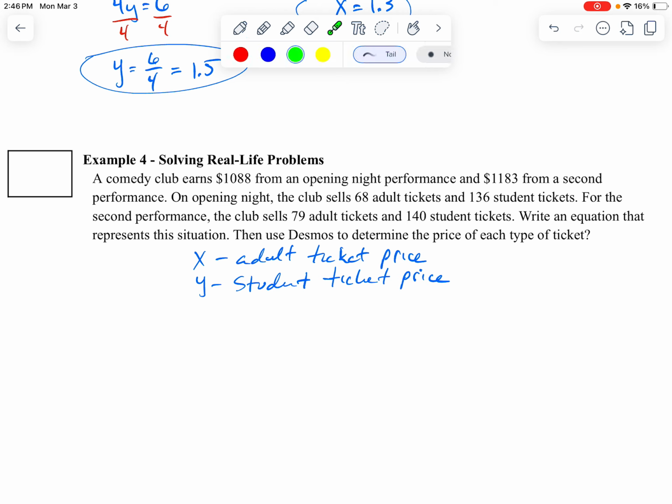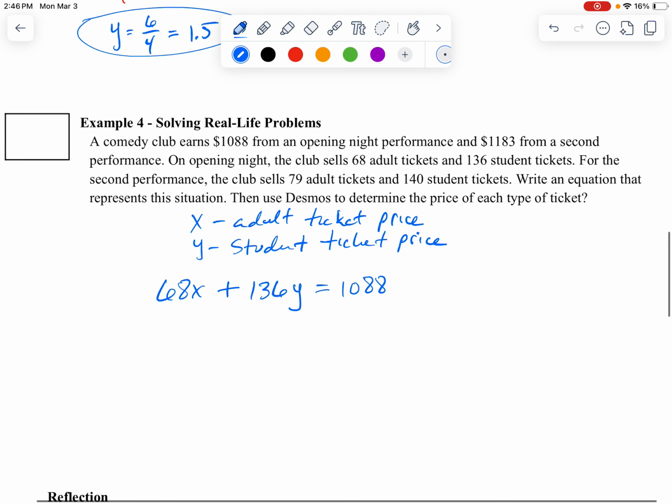So if we look at the opening night, this is our total amount earned, 68 adult tickets, 136 student. So remember, to find price, if I take how many I sold times the price of an adult ticket, that'll give me the amount of money made from adult tickets. So I've got 68x, and I have to add to that these student tickets. I sold 136, and the price of that ticket is represented by y, equals 1088.